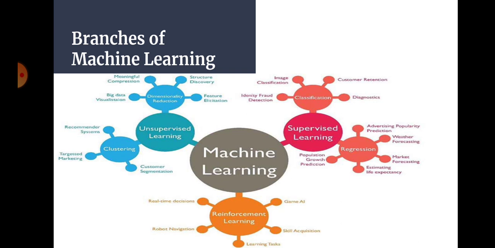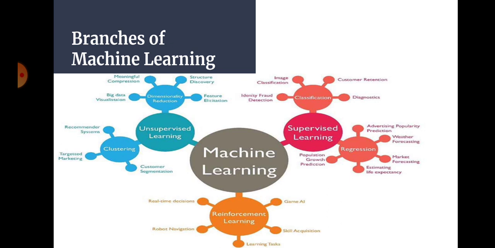Whereas supervised learning, the term itself says that it is a kind of learning algorithm in which data is being trained just like a teacher trains a student. Similarly, the data is being trained and supervised, means the output is also given in this training, and moreover our data is all labeled data.